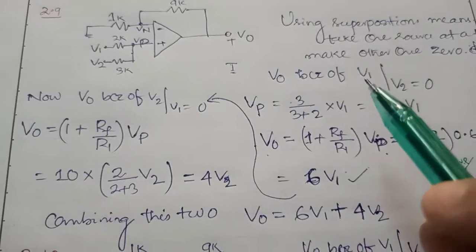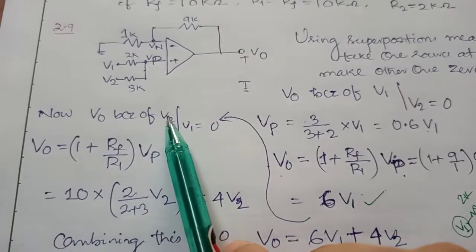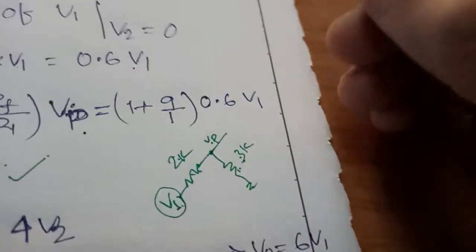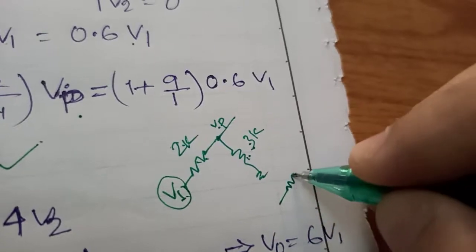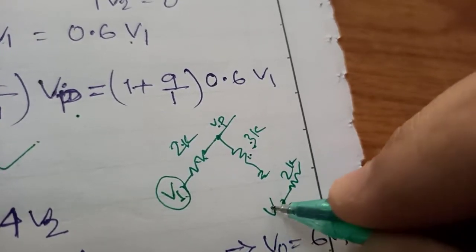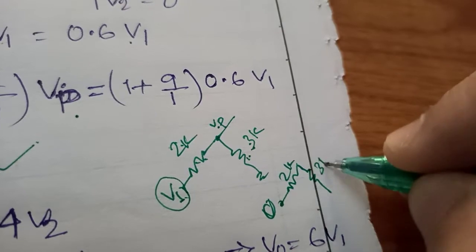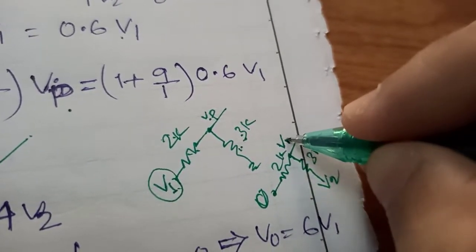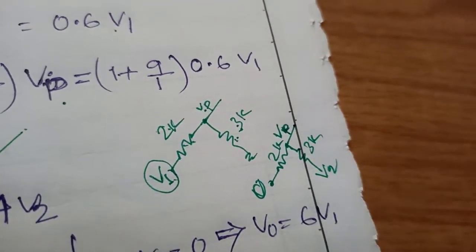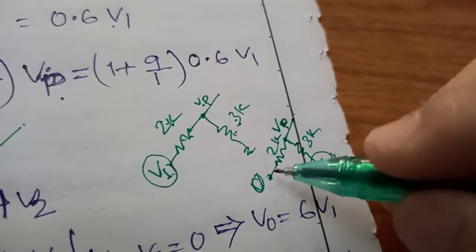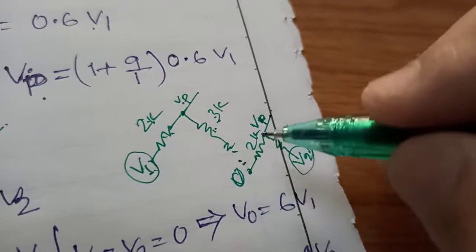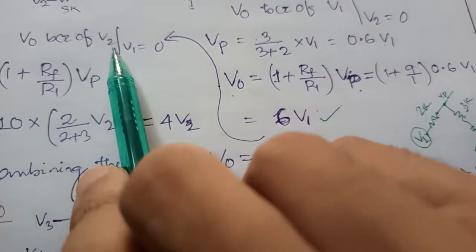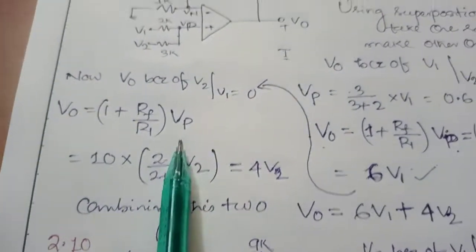Okay, now we are going to find the output voltage because of V2. Now we are going to short circuit the V1, means it is 0 voltage. So the circuit will become like a 2 kilo ohm across which 0 volt is given, and a 3 kilo ohm across which V2 is given. Now we have to find the value of Vp. This is Vp. So this Vp is nothing but this supply voltage multiplied by this resistance divided by the sum of this resistance. So what will be our V output, that is because of V2, which is nothing but 1 plus Rf by R1 into Vp.